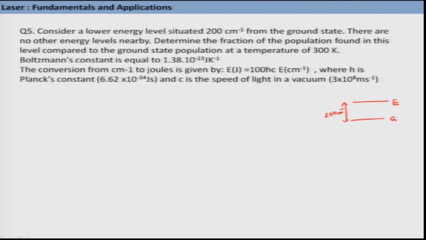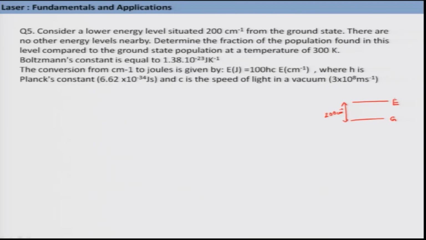And then the value of Boltzmann constant is given, and how to convert from centimeter inverse to joule is also given, and Planck constant and the speed of light are also provided. So, we are simply asked to calculate the fraction of the population at level E.